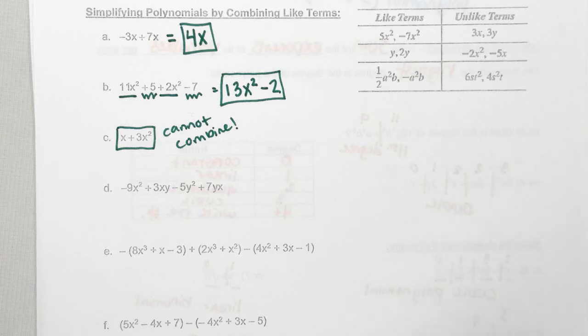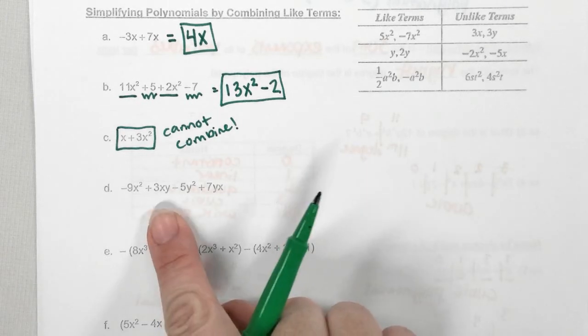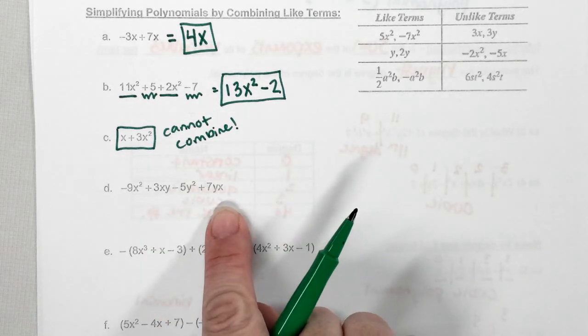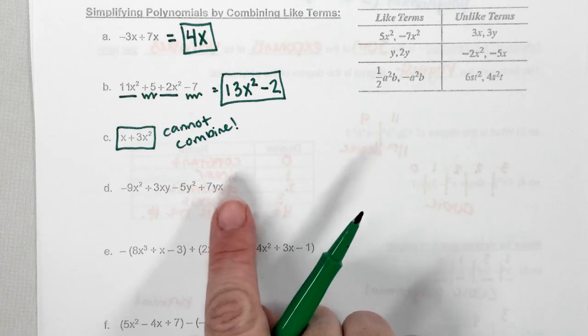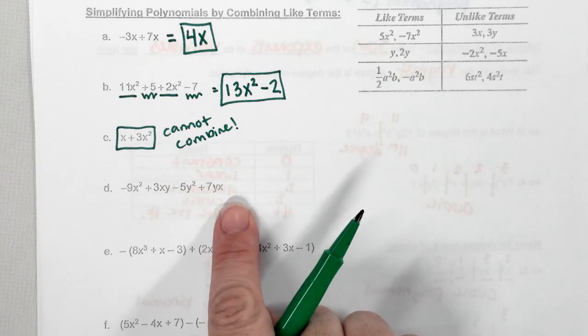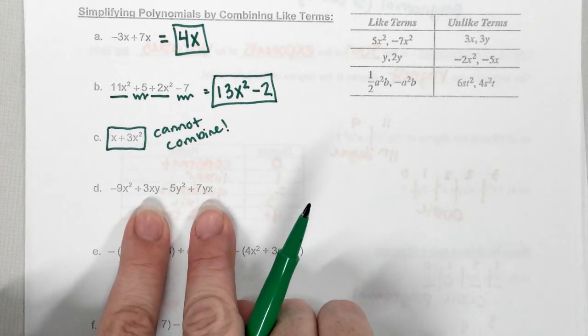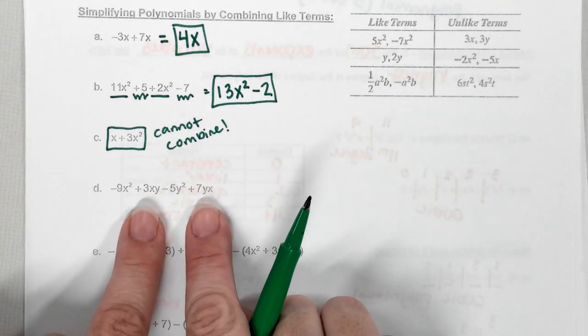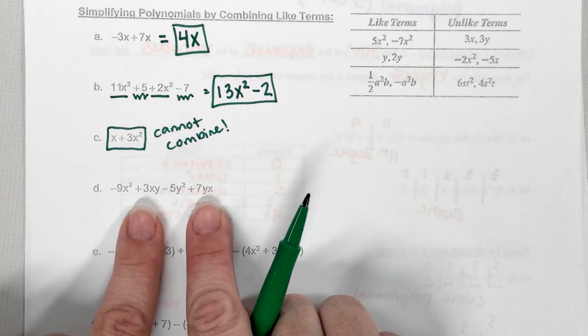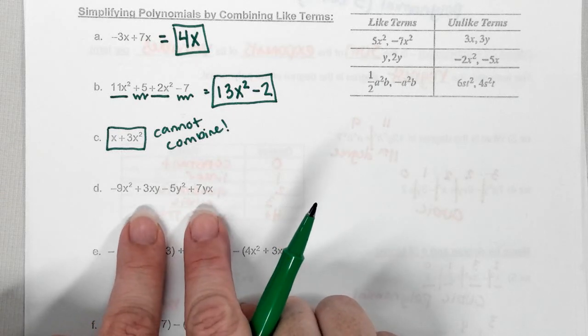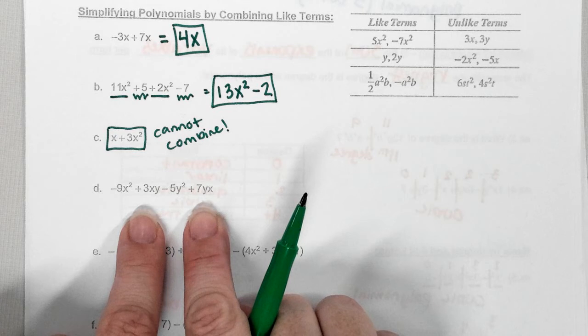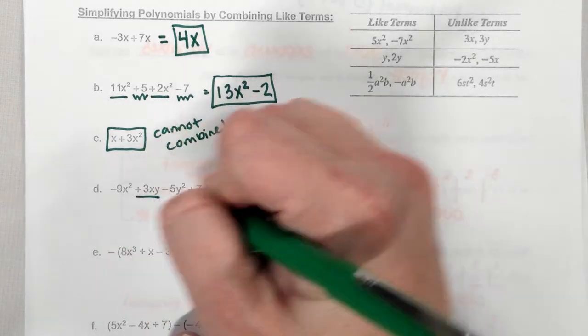So this is kind of a trick question. Does order matter when you're multiplying? So this is xy and this is yx. Do the letters have the same variables? Yeah, they both have ones. So these are actually like terms. This is part of the reason we tell you all the time to make sure you put them in alphabetical order, because then when you have two terms like this, it's a lot more obvious when they're like terms. So these are actually like terms.